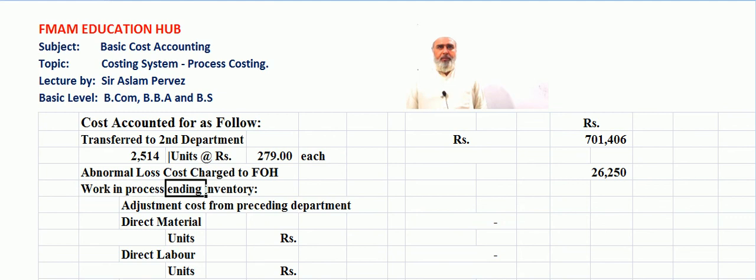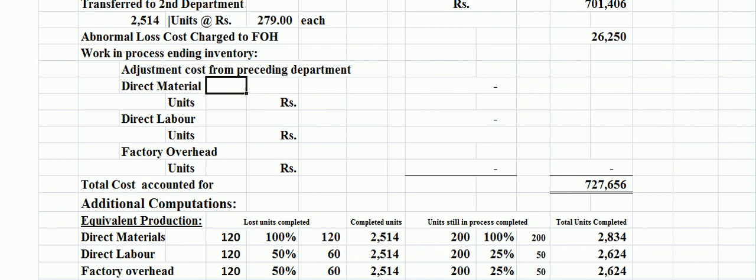Work in process and ending inventory is adjustment cost from preceding department. There are no units from the preceding department here. Adjustment cost, units still in process.